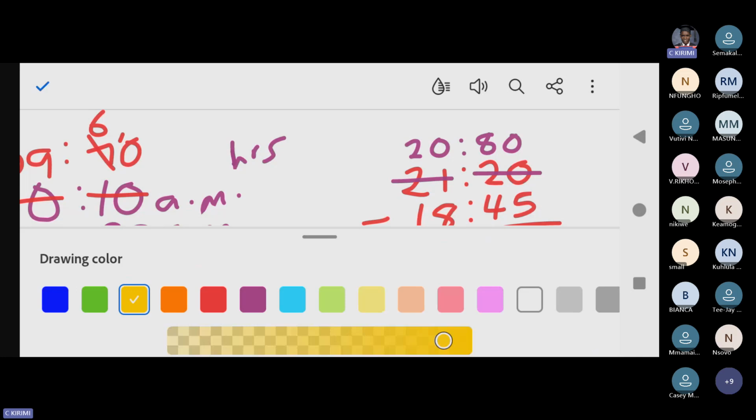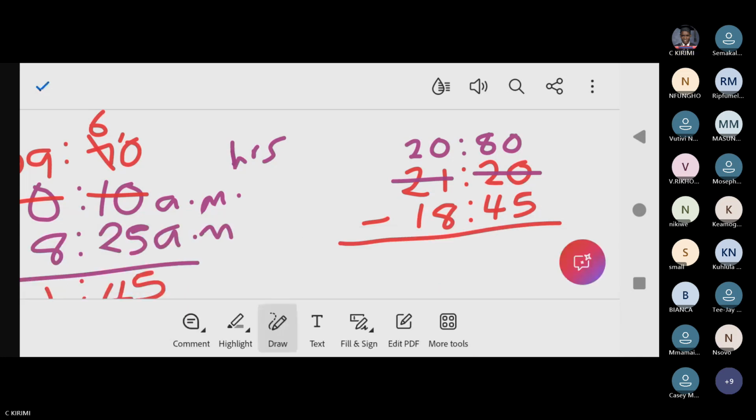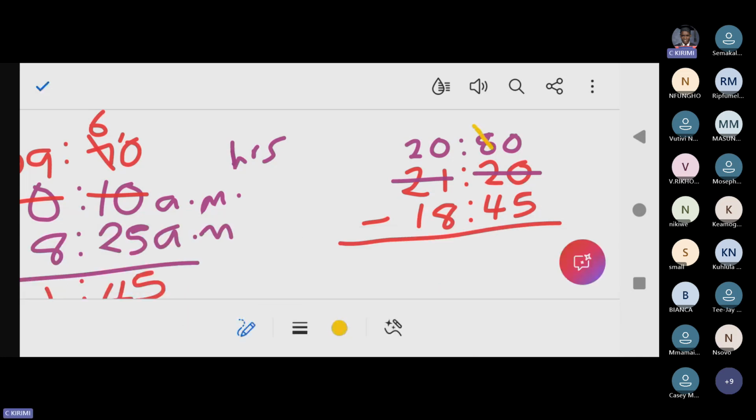We are going to borrow again from the 8. So the 8 becomes a 7, then the 0 becomes a 10. 10 minus 5, that's 5. 7 minus 4, that's 3. Then we have a 0 subtracting an 8, which means we are going to borrow again from the 2. The 2 becomes a 1. 10 minus 8, that's 2. 1 minus 1, that's 0.